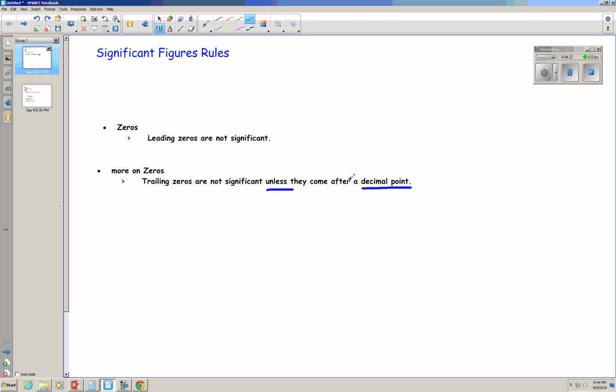It has to be at the end of a number. It's got to be a trailing 0. It can't be a leading 0 like this. What we have here is a 0 that comes after a decimal point, but they're the zeros at the beginning of a number. They're leading zeros. So these are not significant. Okay, let's give you an example of what we mean here.